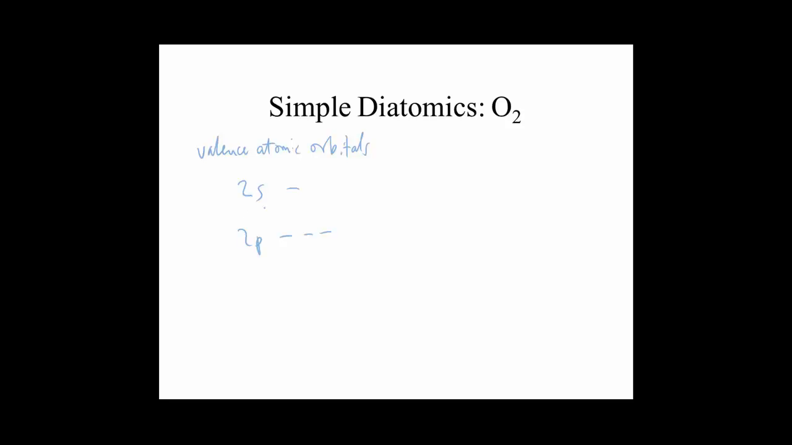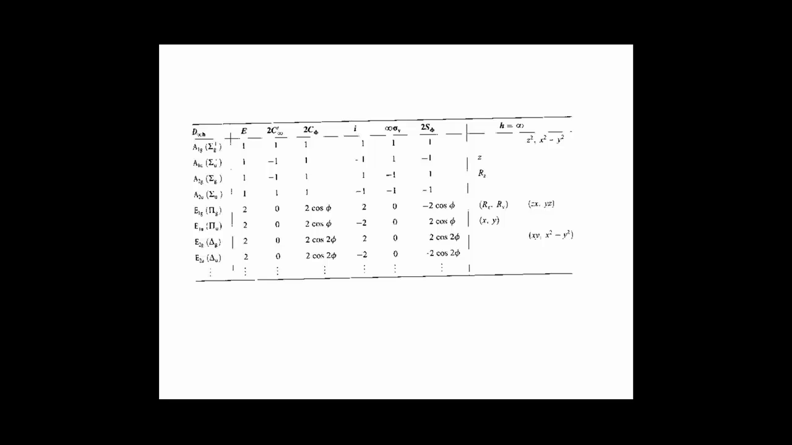But then we need to decide, so those are the valence atomic orbitals, how are we going to combine them? We need to consider their symmetry. And we can get the symmetry of orbitals by looking at the character table for that point group. So what is the point group of dioxygen? Well, dioxygen is a linear molecule which has a horizontal mirror plane. So this is a D infinity h point group. Look at the character table for D infinity h.